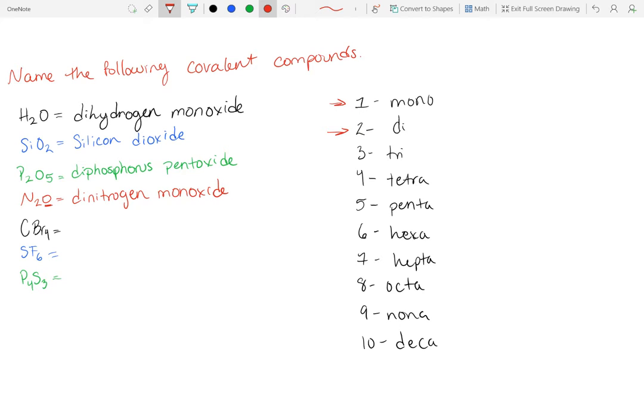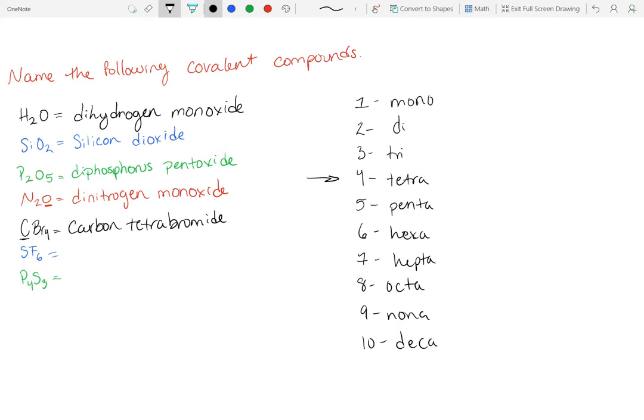All right. So let's look at the next one. Carbon, and there's only one of them, so we're not going to say monocarbon. We're just going to say carbon. And then we have four bromines, right? So 4 corresponds to tetra over here. And so that's going to give us a carbon tetrabromide.